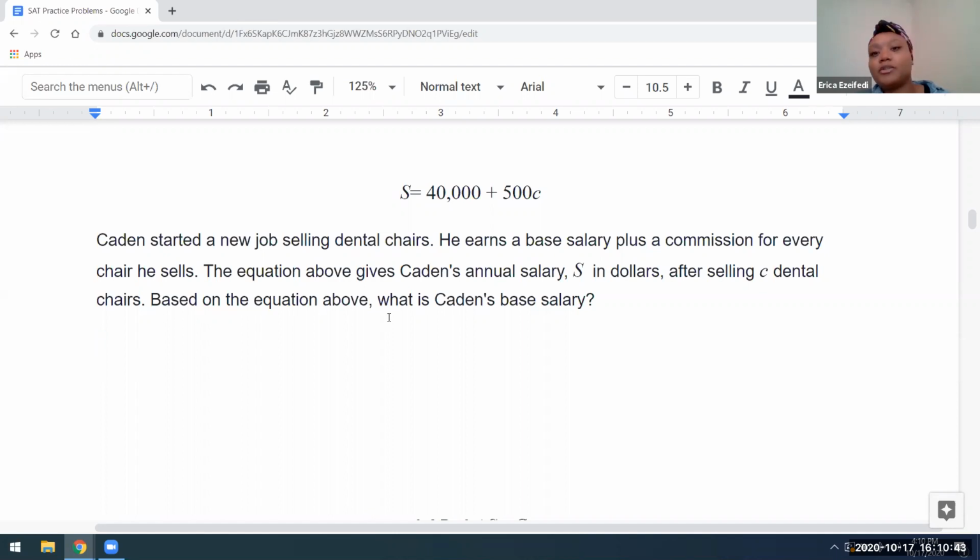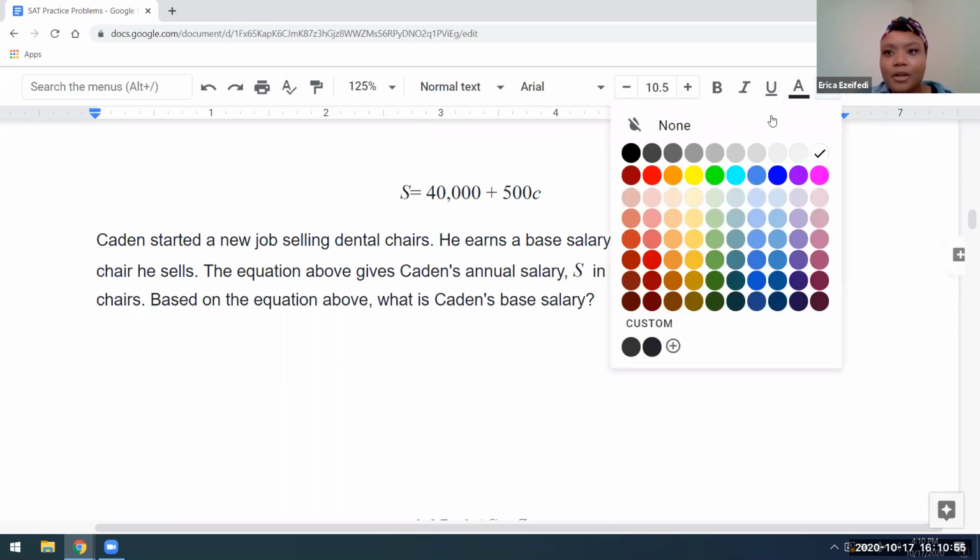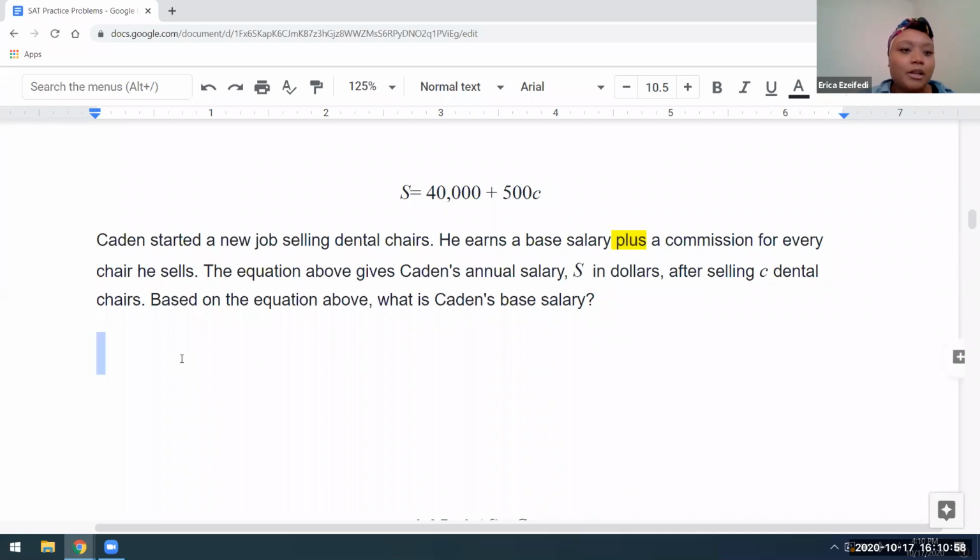Caden started a new job selling dental chairs. He earns a base salary plus a commission for every chair he sells. This plus word is an important word because this is math. So we know we need to pay attention to that plus word. Again, I like to say math is another language, and we already know the basics of math. Really, understanding the questions and what they're asking sometimes requires us to translate into our regular everyday language, which is English, right?